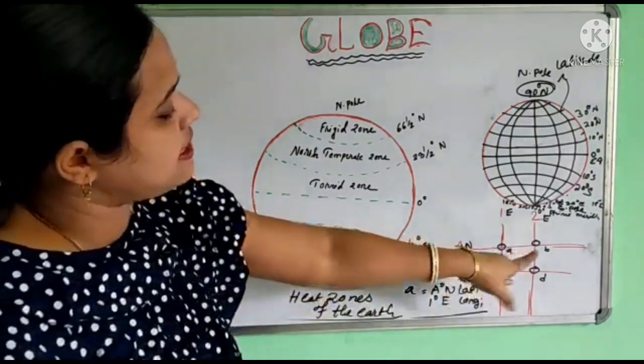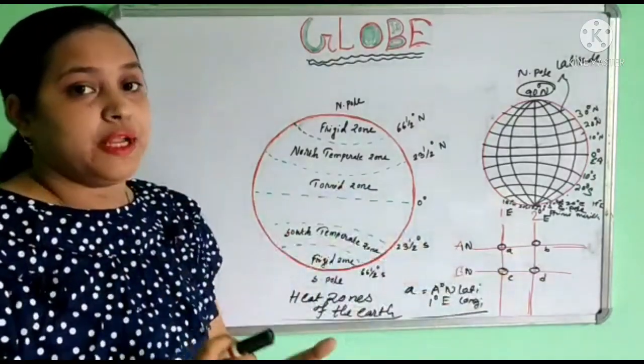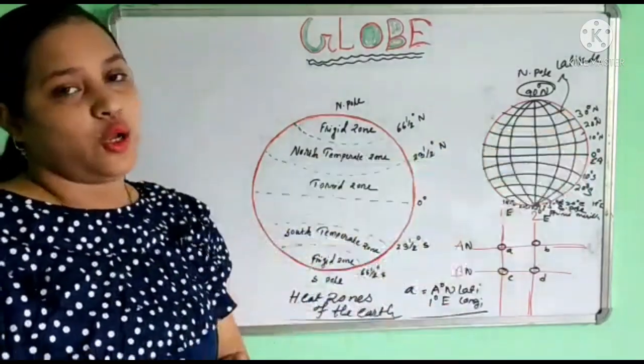And this is a simple example of how to find out any place with the help of latitude and longitude.